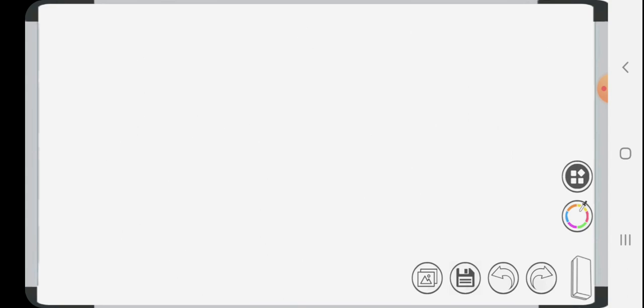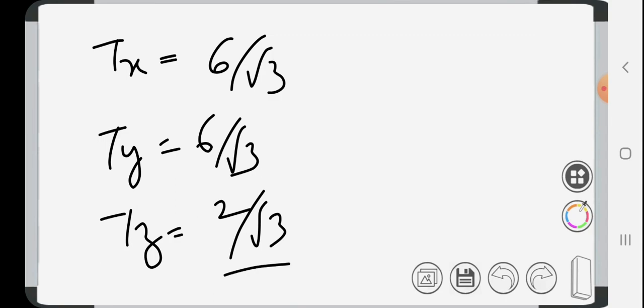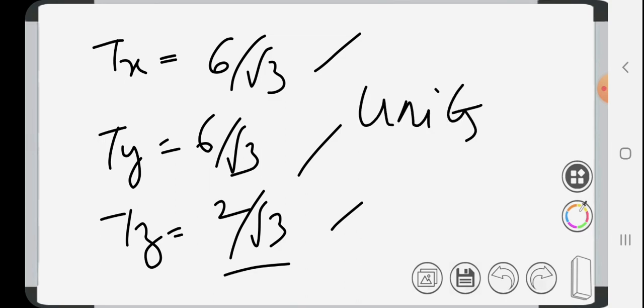If you calculate this, you will get tx equal to 6 by root 3, ty equal to 6 by root 3 again, and tz equal to 2 by root 3. You just calculate on your own and verify if this value is correct or not. Units are not directly given, so just put units. Sometimes in the question the stress vector will be given in Pascal, so you have to put Pascal. Since here it is not given, you just put it as units itself.